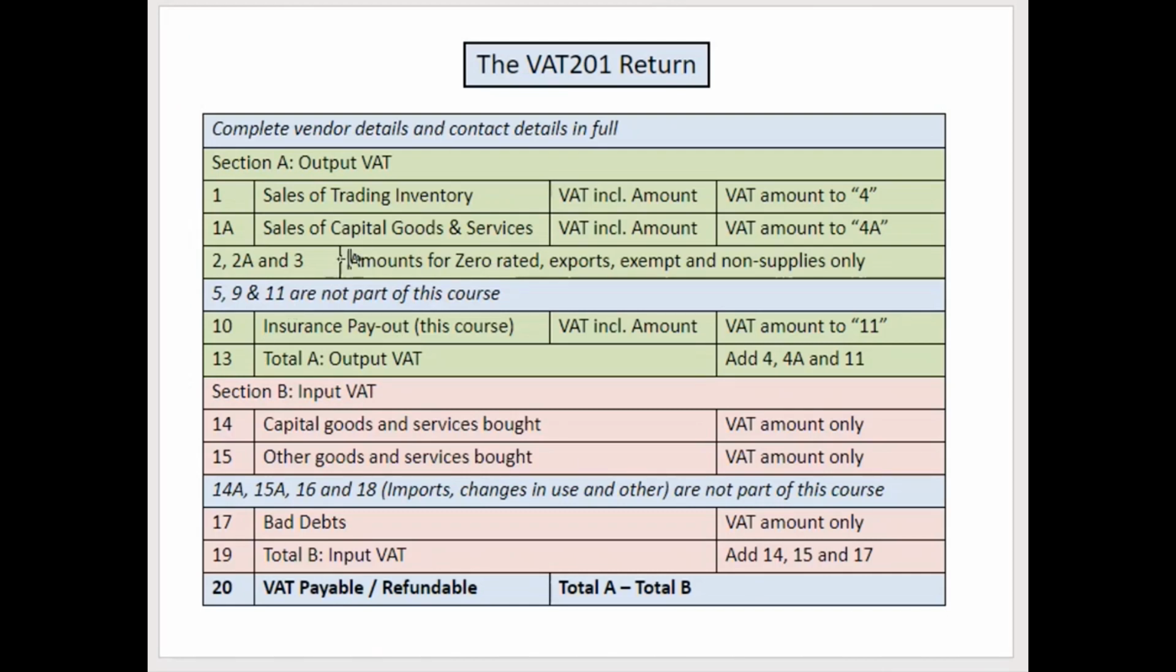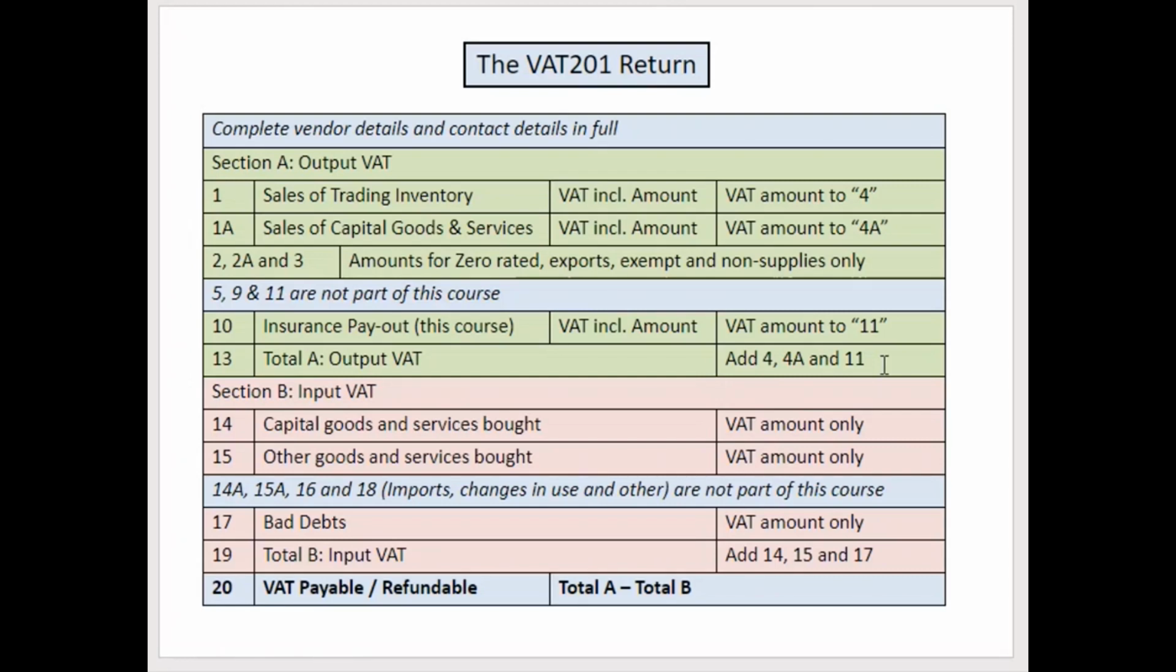Then you are done with your output VAT. But now look at it. No, not done yet, sorry, I lied, because we still have 10 and 13. If you get an insurance payout, like you will always get in this course, you put down the VAT inclusive amount, you calculate the VAT, and you transfer that calculated VAT amount to 11. It's on line 10, and you put that under 11. And then you can calculate your total output VAT by adding 4, 4A, and 11.